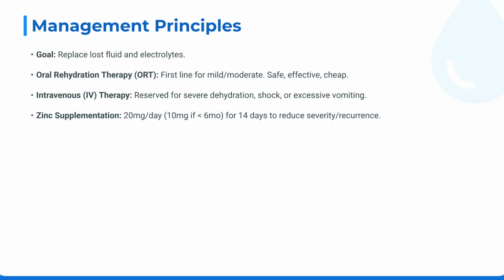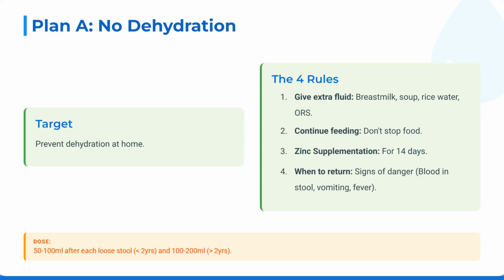Management goals involve replacing lost fluid and electrolytes. Oral rehydration therapy is the first line for mild to moderate cases. IV therapy is reserved for severe dehydration or shock, and zinc supplementation is also recommended. Plan A focuses on preventing dehydration at home. The 4 rules include giving extra fluids, continuing feeding, zinc supplementation for 14 days, and knowing when to return to the clinic.